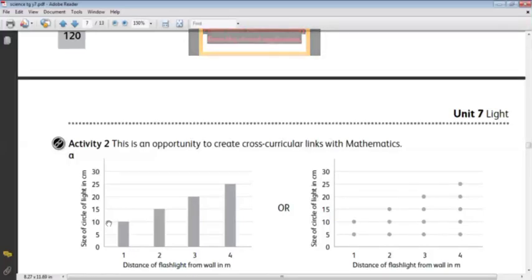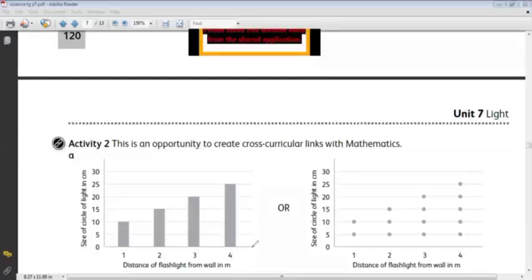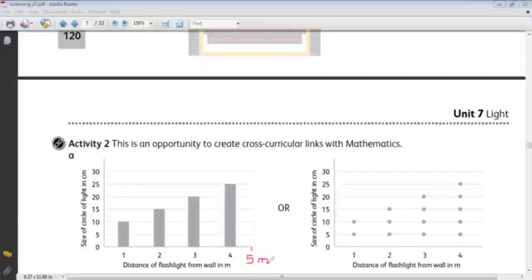Okay, question C: predict the size of the circle if class 4 moves the flashlight to 5 meters away from the wall. If we stayed 5 meters away from the wall, if we make another one and write here 5, can you predict the size of the circle? 30. It will be 30. Yes, very good. So the size of the circle formed on the wall will be 30 centimeters.